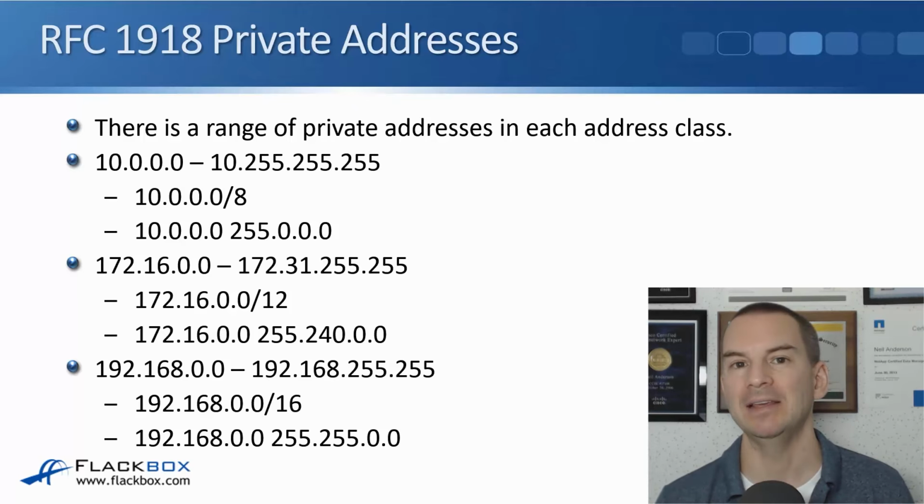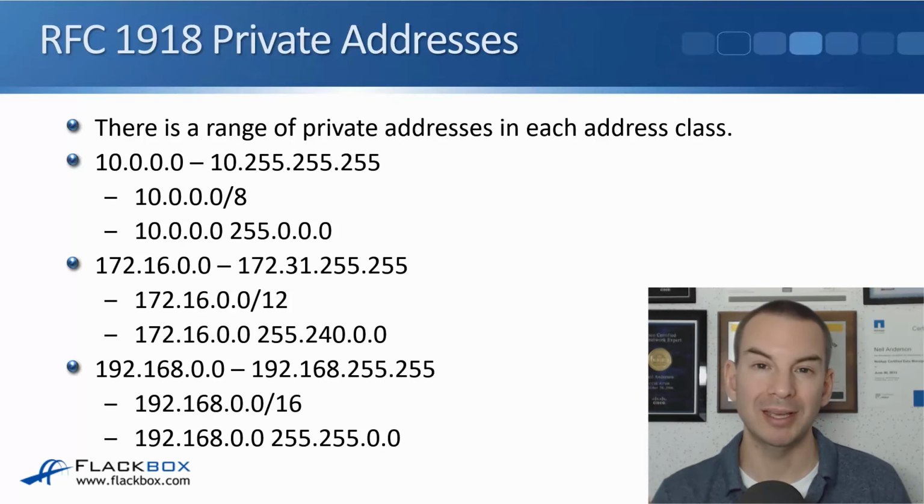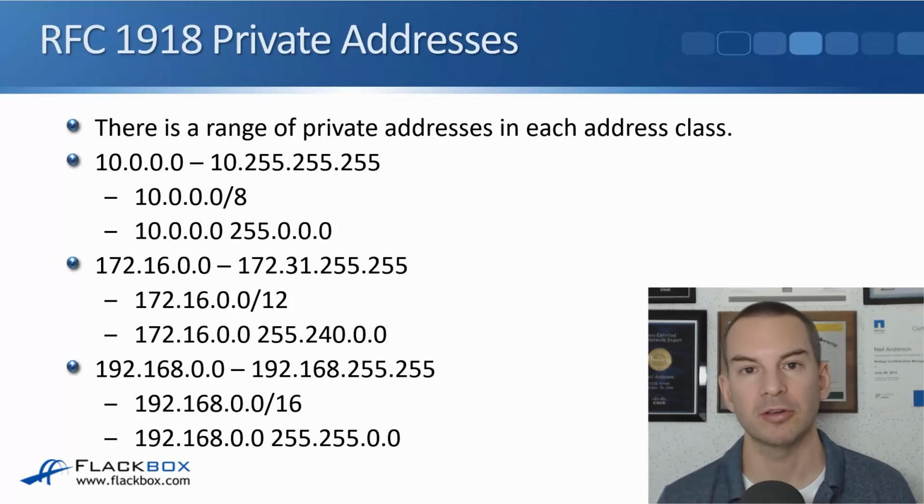So the class A range of 10.0.0.0/8 and the class C range of 192.168.0.0/16, they're dead easy to remember. The one to commit to memory is the class B range, which is 172.16.0.0 to 172.31.255.255.